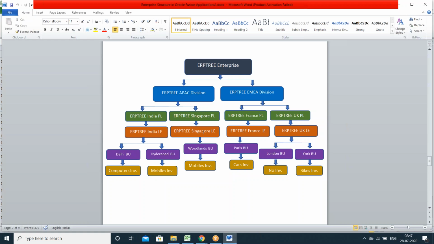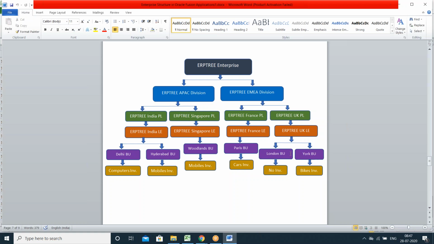In the same way, in Singapore, they are operating the business in only one location, and they are dealing with mobiles. They maintain the mobile stock within that warehouse. And in France, they have one registration with only one location. They have operations dealing in cars, and they have a warehouse to maintain the stock for cars. And for the UK, I took two locations. With the UK registration, they are operating the business in two locations.